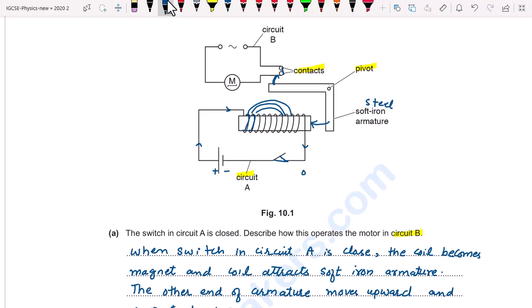After that we have opened the switch in circuit A. When I again open the switch, then first of all the current through the circuit A stops and the magnetic field also vanishes, and this coil is just a coil, it's not a magnet. But at that time the steel has a property that it remains magnetized even when there is no current in the circuit. So due to this property, steel remains magnetized.